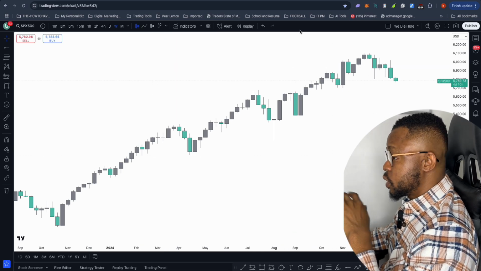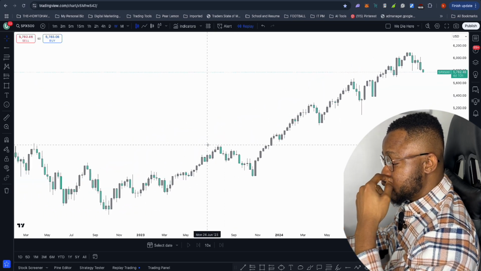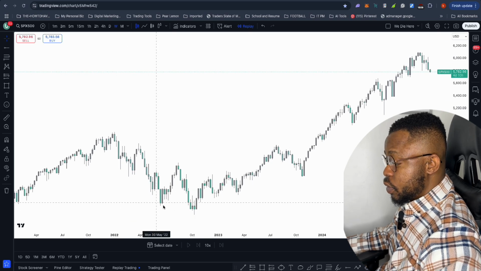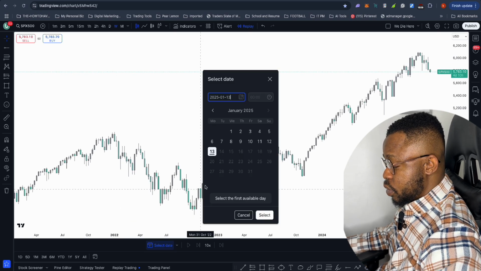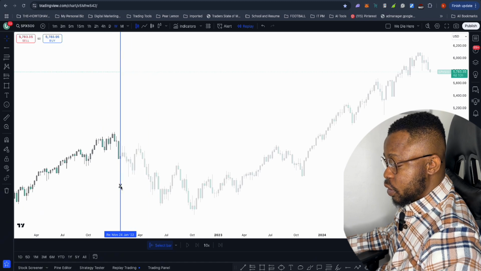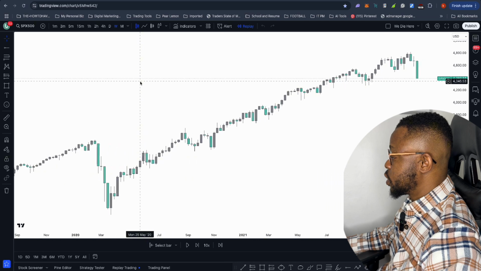So this is SPX 500, and first off, we get the bar replay tool. We're on the weekly time frame, so we'll quickly navigate and go to 2022. So bear with me one second. So let's do January 2022 and let's see.